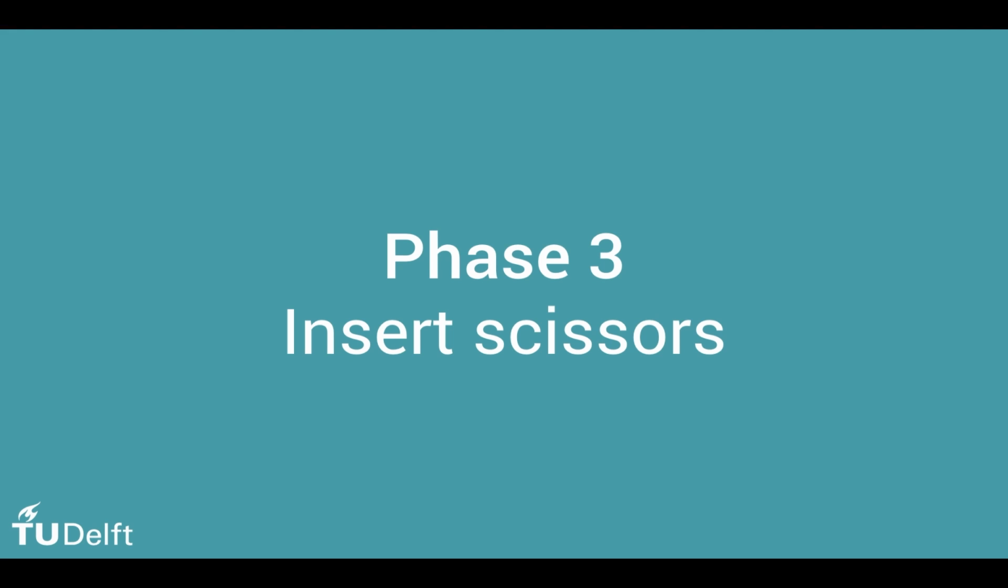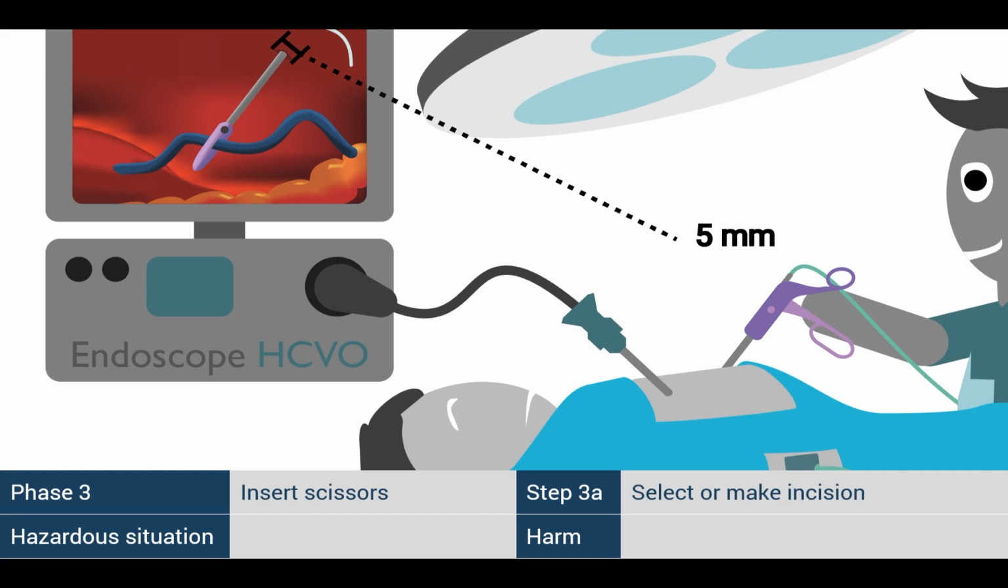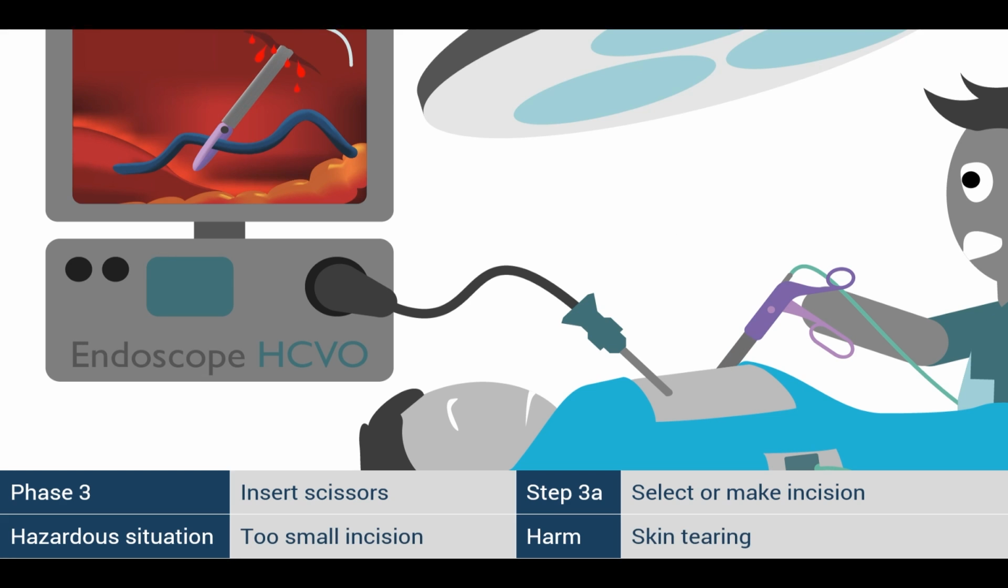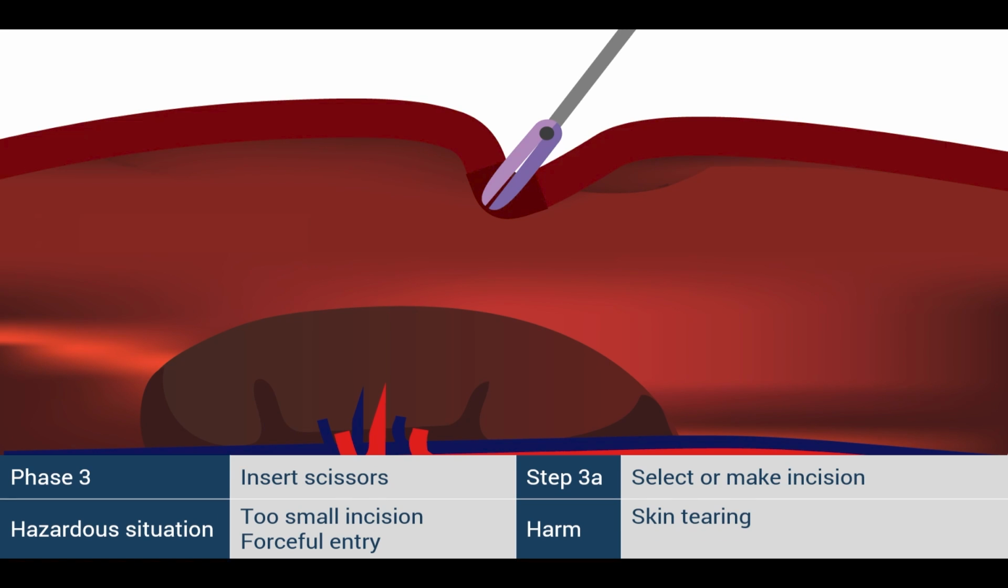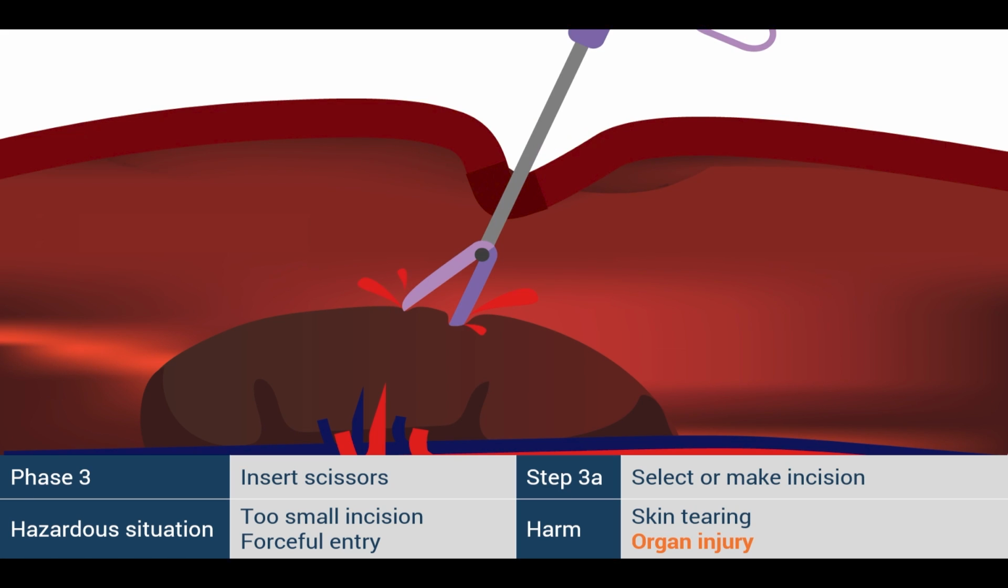In phase 3, insertion of the scissors into the patient, step 3a describes that an incision of at least 10 mm is needed. If the surgeon misjudges how large 10 mm is, they may have difficulty inserting the scissors, causing these incisions to tear out. Or if the surgeon pushes hard to get through the narrow incision and suddenly the scissors pop through, organs or blood vessels may be damaged by the scissors tip, potentially causing blood loss, organ damage, or infections.